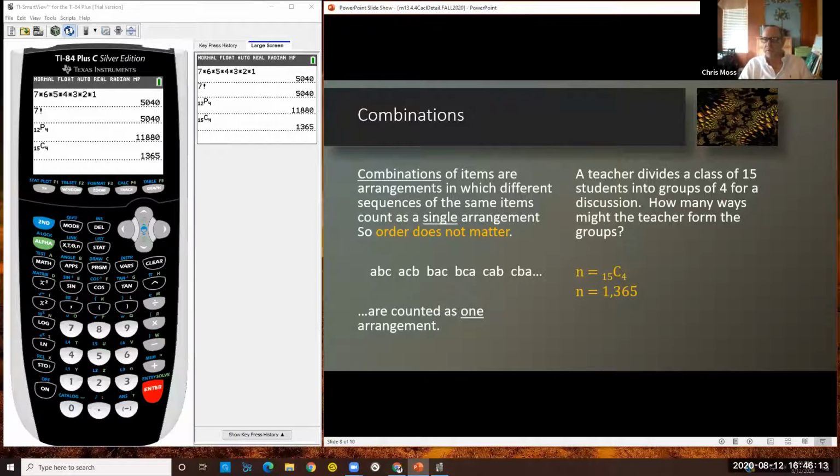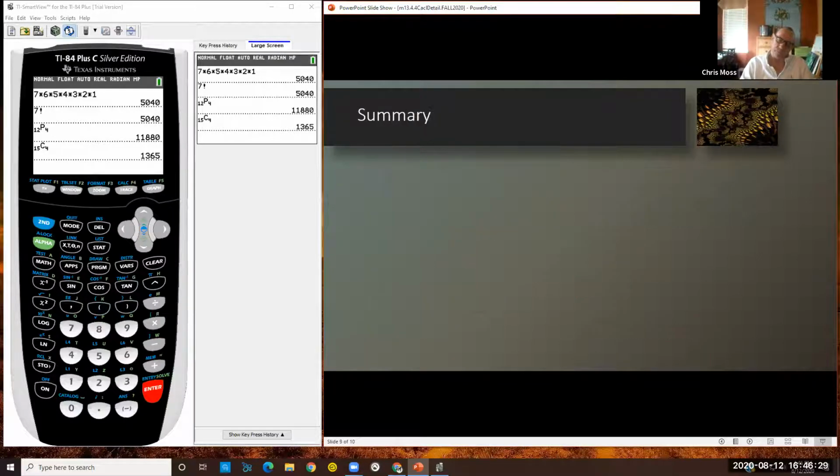1,365. Again, the little tiny number in front is the number of items you're choosing from, the pool, so to speak. The second little number is the number of items you're actually choosing from that larger pool. So, as I would say, if we're having discussions, stay on topic. Thank you.